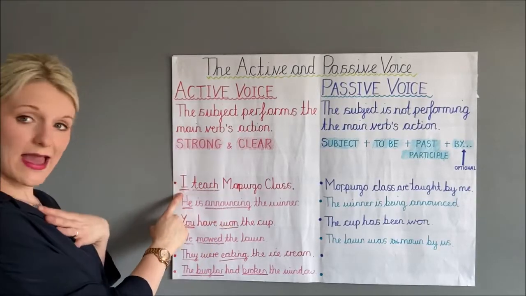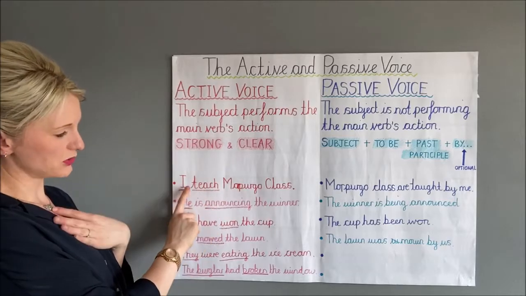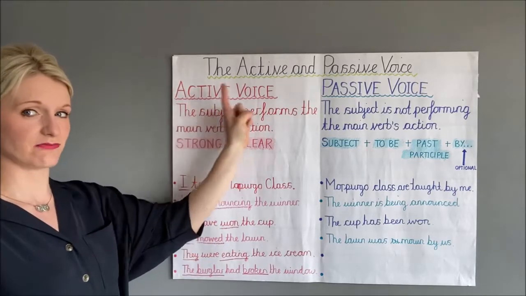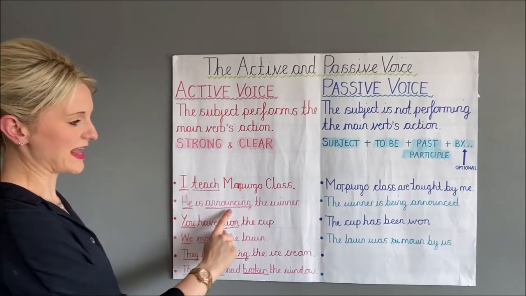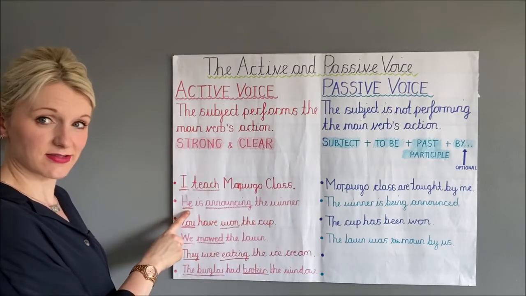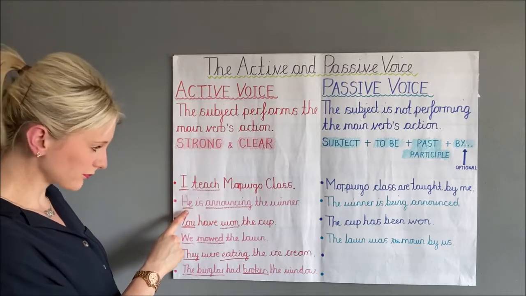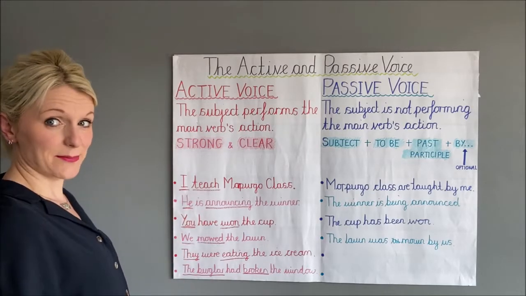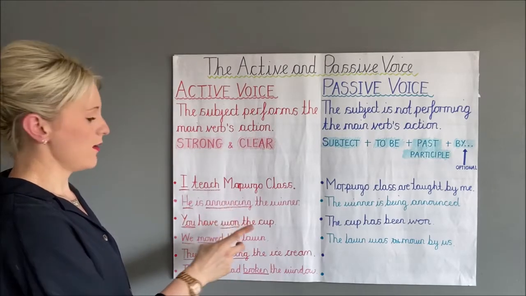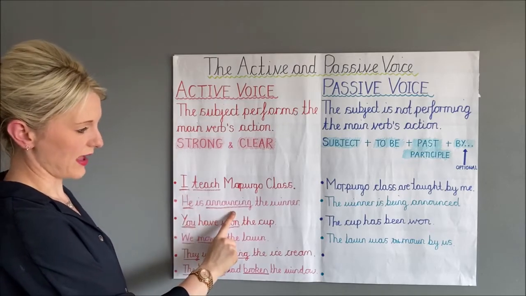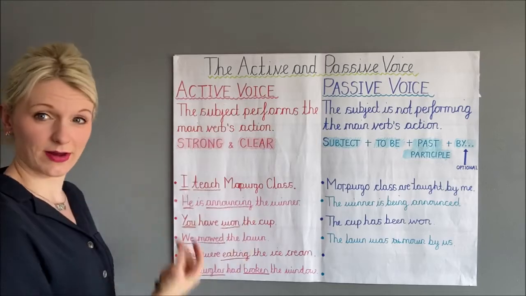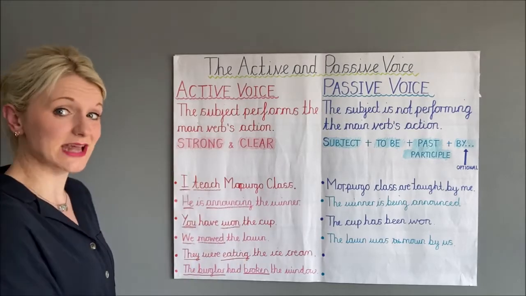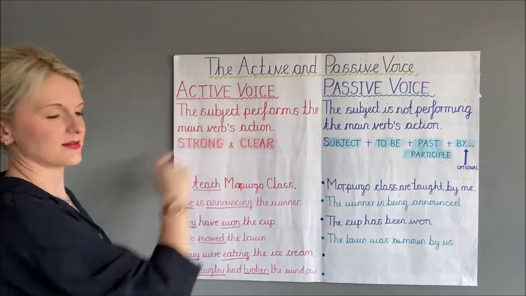Okay, I am doing the teaching, so the subject is doing the main verb, so it's been written in the active voice. In this next sentence, it says, he is announcing the winner. Now, he is the subject in that sentence. And then the main thing that is happening is the announcing. So the subject is doing the main verb. So it is again written in the active voice. That one is present progressive. So these have all been written in slightly different tenses, but they are all the active voice.